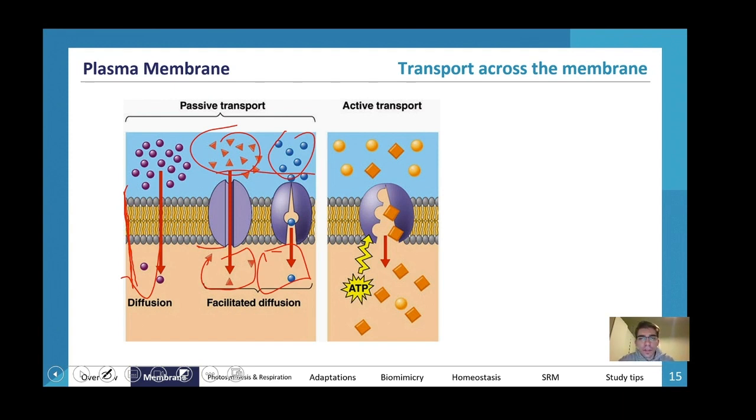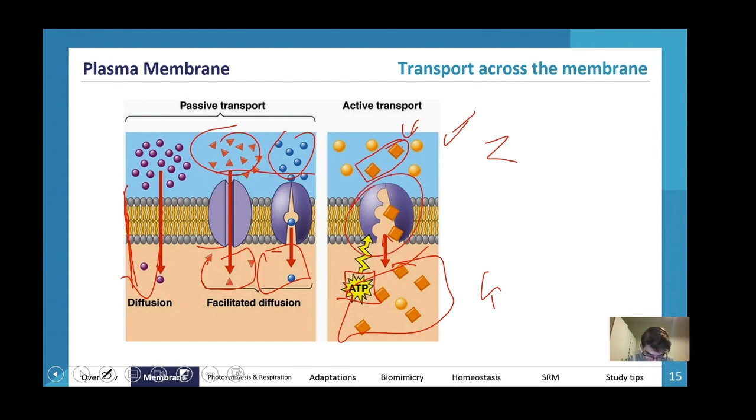Active transport, on the other hand, is the form of transport where ATP is used. ATP is essentially an energy-carrying molecule, but it's used to transport molecules against the concentration gradient from an area of low concentration to an area of high concentration. Can you see the squares here? That's an area of low concentration. You have only two squares above, but you have four squares below. And this carrier molecule is still transporting these squares on the inside of the cell.